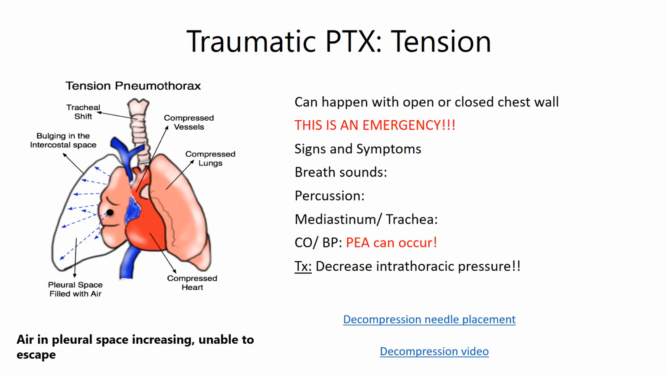As well as the great vessels and, as I said, the trachea, to the unaffected side: mediastinal shift. Both respirations and circulatory function are compromised because of the increased intrathoracic pressure. So that makes it a decreased venous return to the heart, causing decreased cardiac output and impaired peripheral circulation.